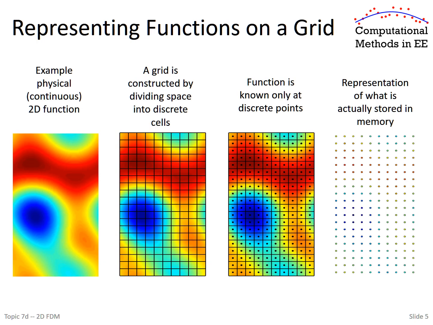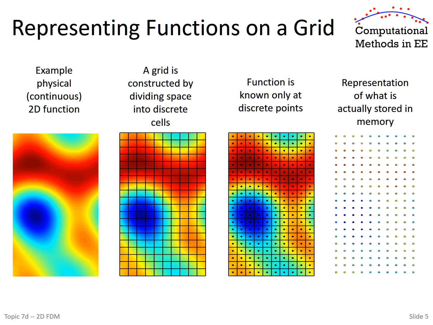Just like we said for one-dimensional functions, a real function contains an infinite amount of information that we can't store. We have to break space up into small cells. But even within one of those cells, there is still an infinite amount of information. So in fact, we can only store the function at one infinitely small point inside each one of those cells.